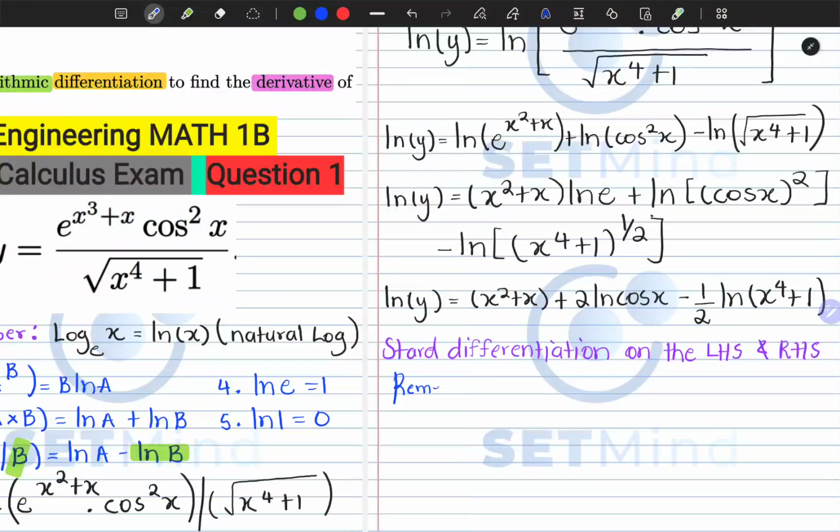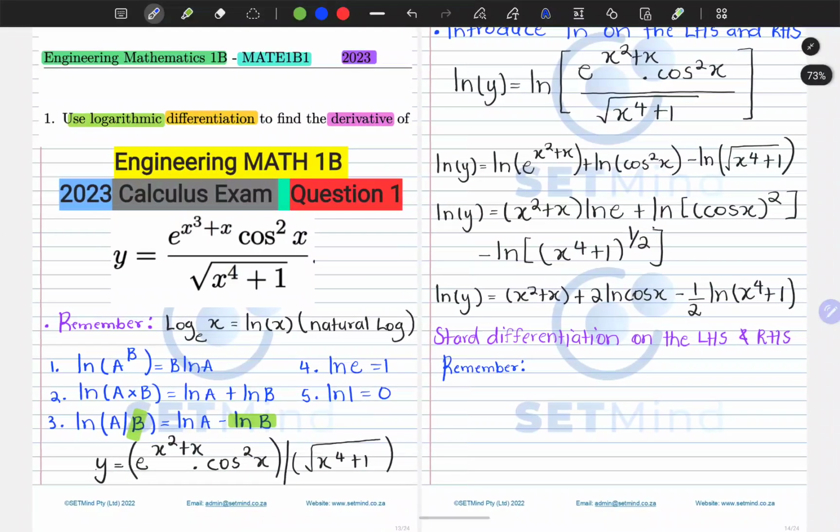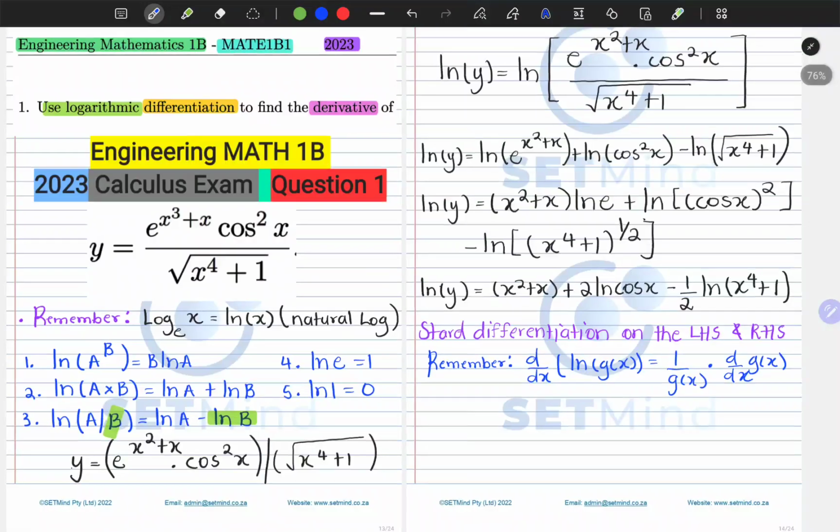Let's note it in blue. There's something that I need you to remember before we do our differentiation here. And that is, if we have d dx of ln of g of x as an example, what this becomes is 1 over g of x. And according to chain rule, we always multiply by the derivative of g of x. So this will be like that.